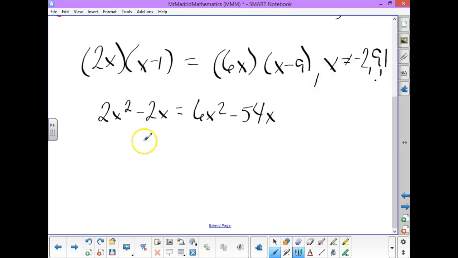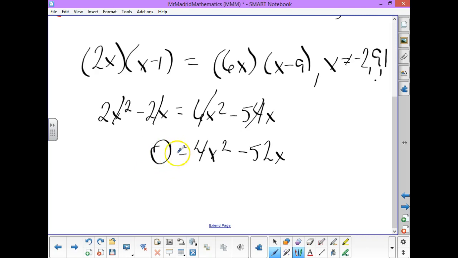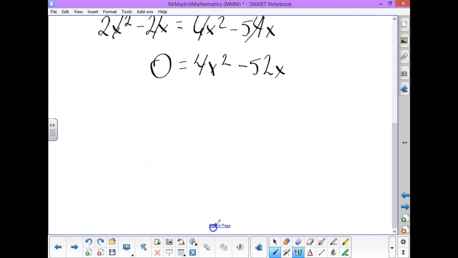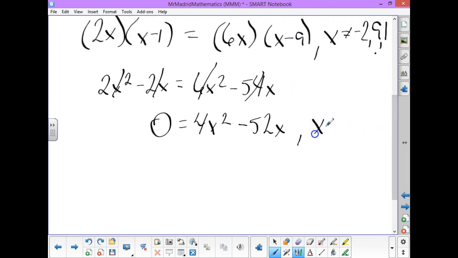I'll leave that out for a quick second, and now we can go ahead and take care of some quick math. If I subtract the 2x squared, I'll get 4x squared. If I go ahead and add 2x, I'll get minus 52x. And over here I'll be left with 0. At this point, because I've moved the screen, I don't want to forget this information, so I'll carry it over: x cannot equal -2, 9, 1.